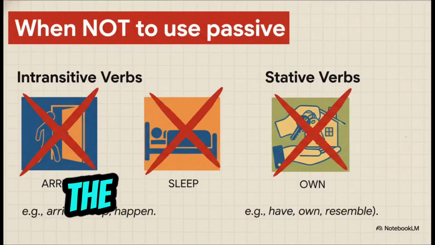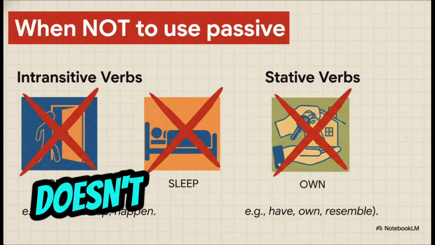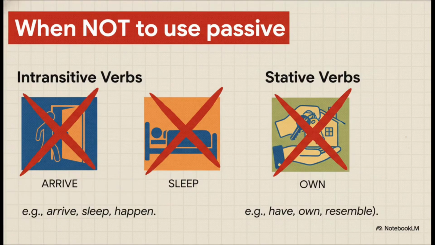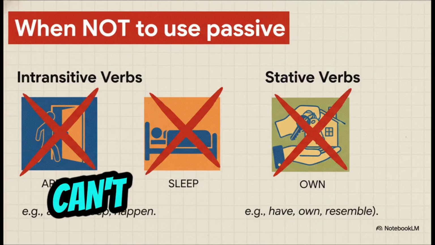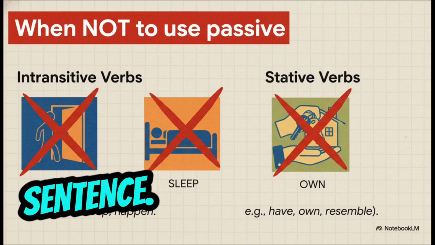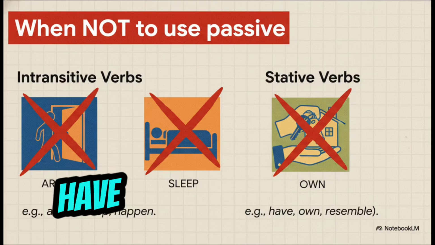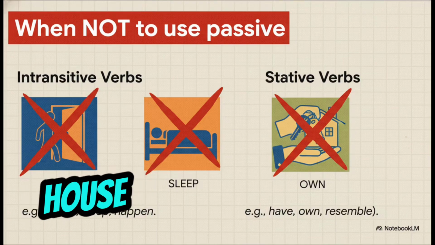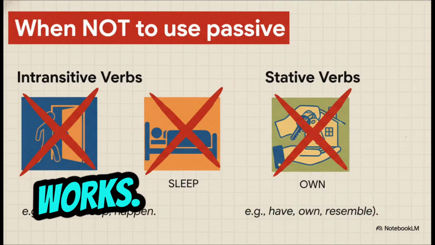But you can't just use the passive voice everywhere. It's got some ground rules. It just doesn't work with what we call intransitive verbs. Those are verbs that don't have an object, like arrive or sleep. I mean, you can't arrive something, right? So there's nothing that can become the subject of a passive sentence. Same goes for stative verbs, which describe states of being, like have or own. You just wouldn't say a nice house is had by them. It just sounds wrong, because it's not how the language works.